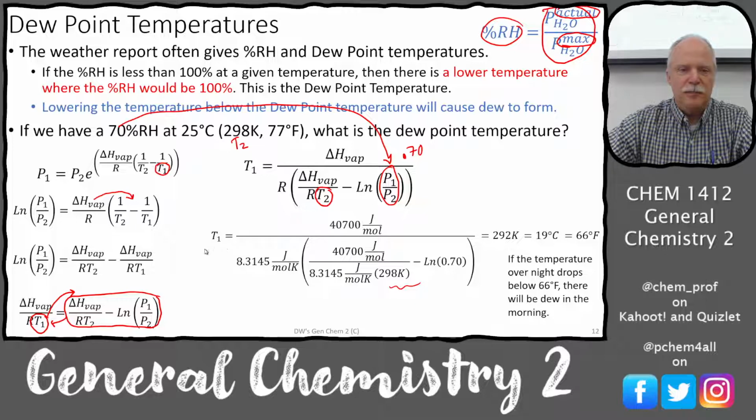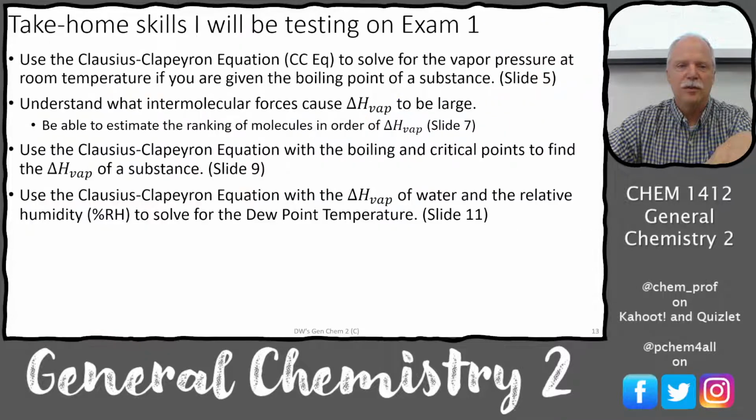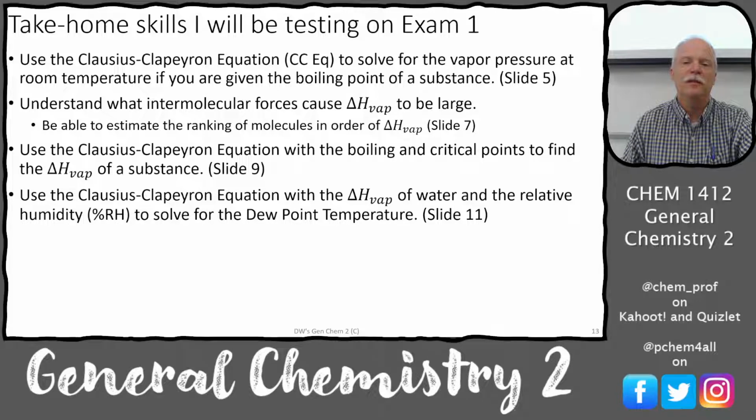So that's pretty much everything we've got for this course. This first exam piece is calculating all the way through to the dew point. Okay, so these are the take-home skills that I want you to have, and the last 3 problems on the quiz 3 is one of each of these. Use the Clausius Clapeyron equation to solve for the vapor pressure at room temperature if you're given the boiling point of a substance, and its delta H of vaporization, so you need that too.